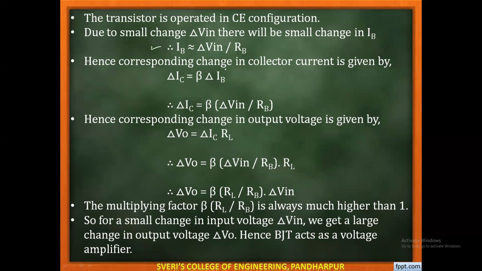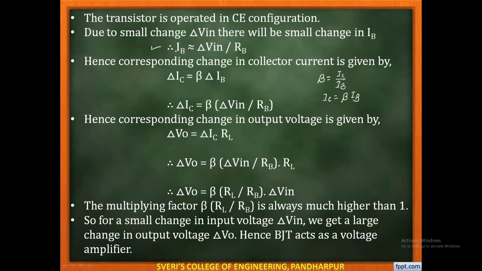And now the corresponding change in collector current: as you know, in a common emitter configuration, beta is nothing but the output circuit current IC divided by the input circuit current IB. So I can write IC is equal to beta times IB.